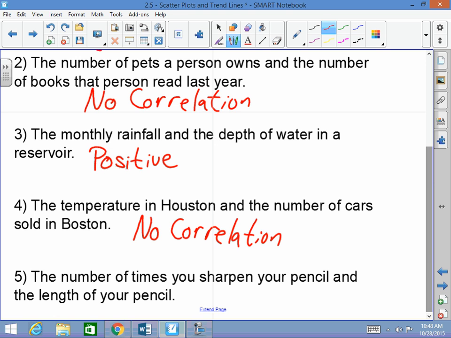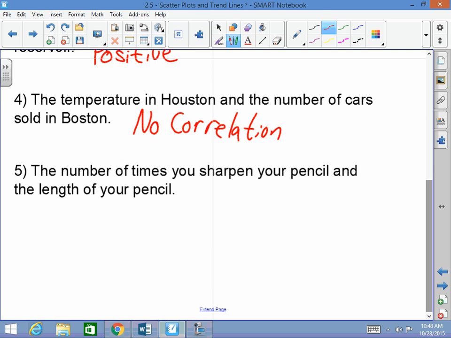How about number 5, gentlemen? The number of times you sharpen your pencil and the length of your pencil. Negative, very good, because the more you sharpen it, the smaller it gets, absolutely, because you're shaving off part of the pencil. So that's pretty easy, right, guys?